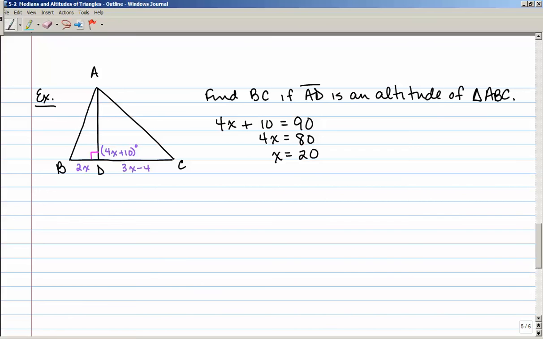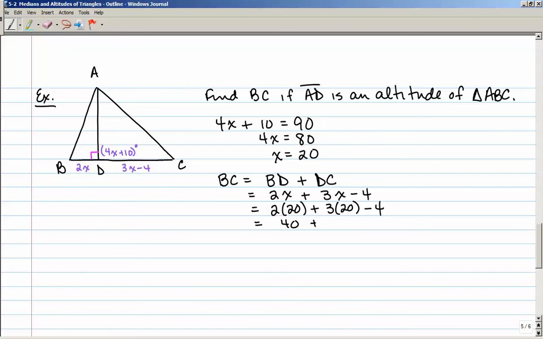Now, in order to find the length of segment BC, notice that BC is made up of BD and DC. So that's 2x plus 3x minus 4. And substituting in 20 for x, I get 40 plus 60 minus 4, or the length of segment BC is 96 units.